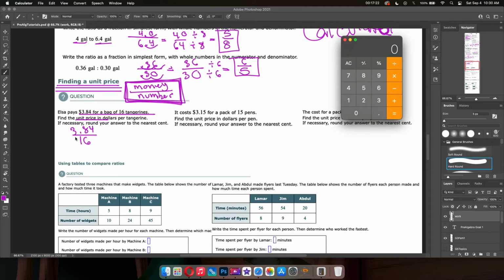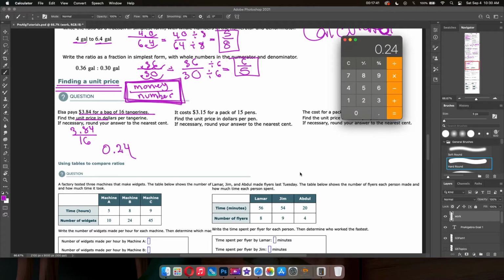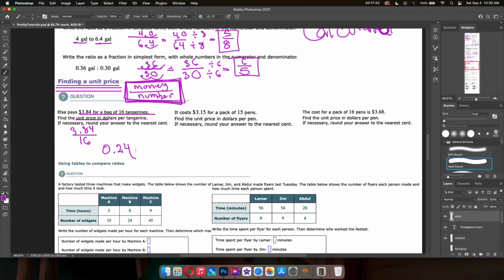All right, so we have the money amount, which is the 3.84, and we're going to divide by the 16, enter, and so our unit price is going to be 0.24, I think. Yeah, 0.24, to round your answer to the nearest cent. So they want it in money format. So $0.24 is going to be your unit price.